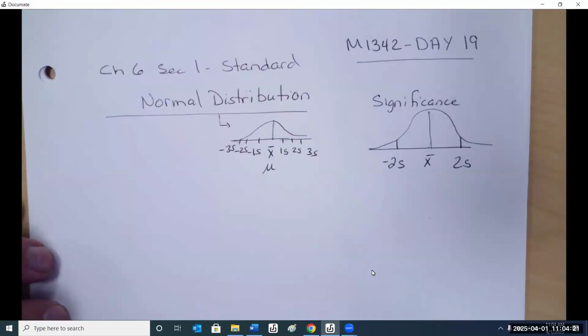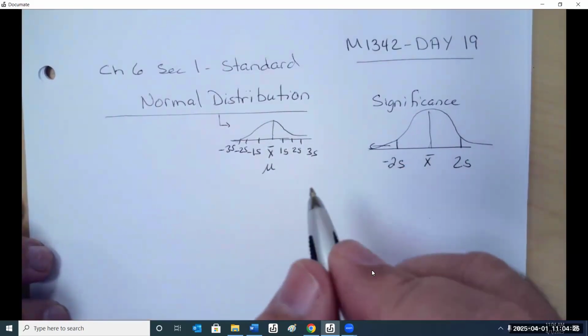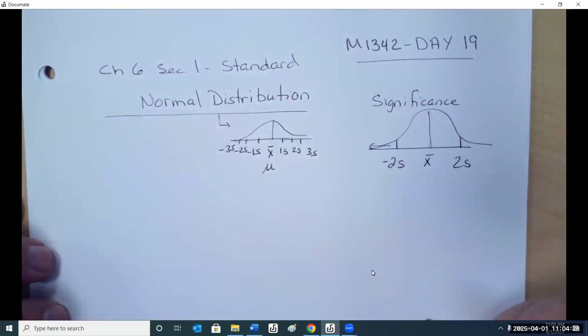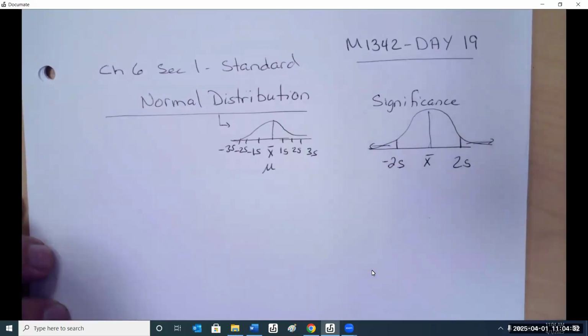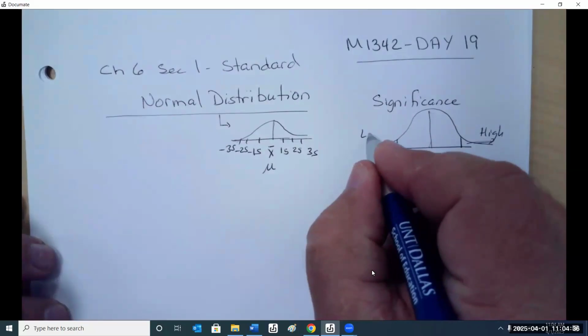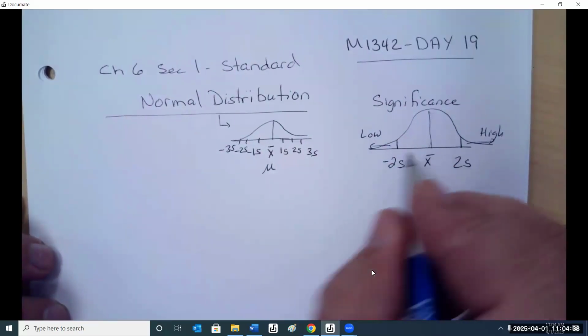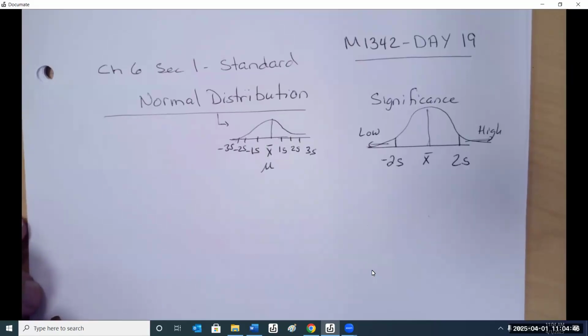For significance. If it's beyond the negative two standard deviations, it's significantly low. If it's above two standard deviations to the right, it's significantly high. If it's in between those, it's not really that significant. In other words, not much will change from what we expect is going to happen. And we'll talk about more of these in chapter 8 when we do hypothesis testing.